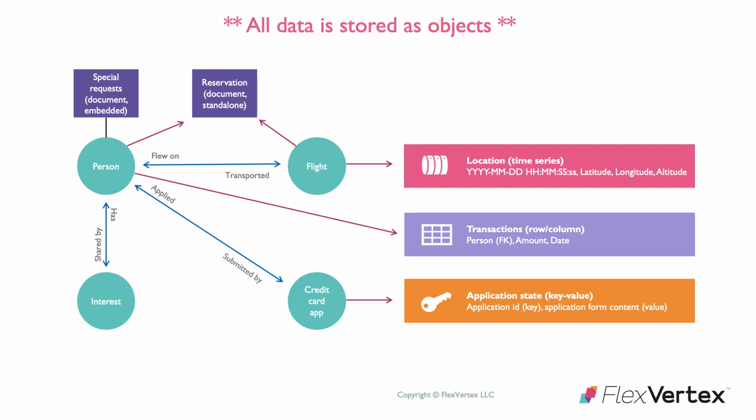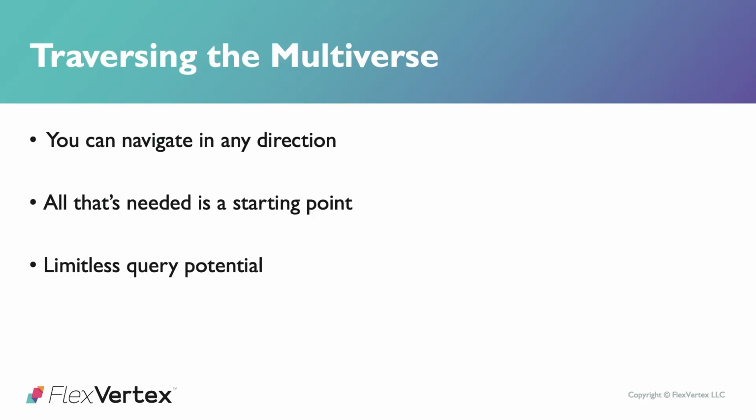But don't forget, to FlexVertex, everything on this diagram, including the connections, is just an object. With the data in place, you're now free to traverse the multiverse in any direction. All you need is a starting point, that could be something as simple as a single time series data entry, a passenger name, a special meal request, or anything else. This lets you easily ask an infinite number of questions of your information.